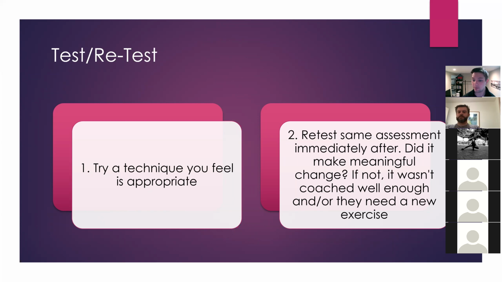If it got dramatically better, then I know that we're on the right track and now I know what we need to do. If it didn't get a lot better, then I know one of two things is happening. Either I didn't coach it well enough or it wasn't the right exercise. So those are the only two options. So from that, we can deduce that we probably need a different intervention or our assessment wasn't accurate. And then we can kind of backtrack from there.